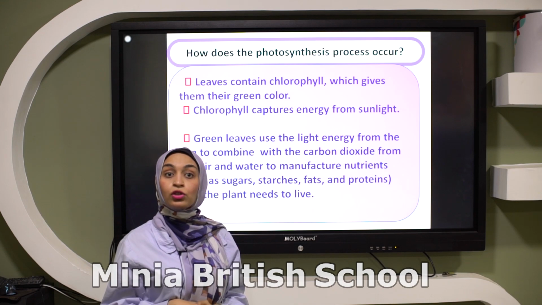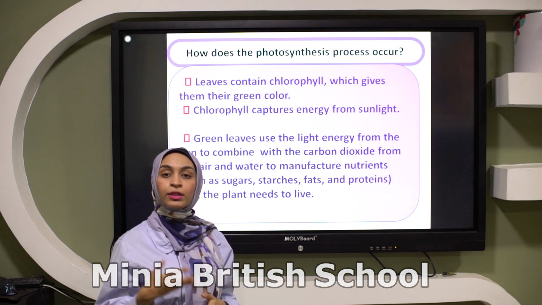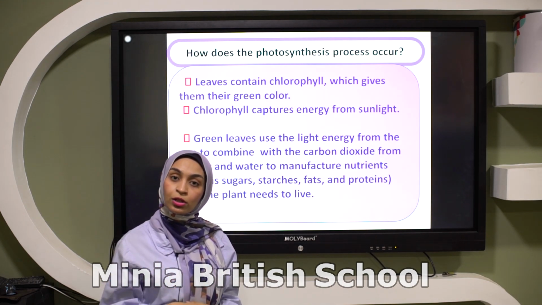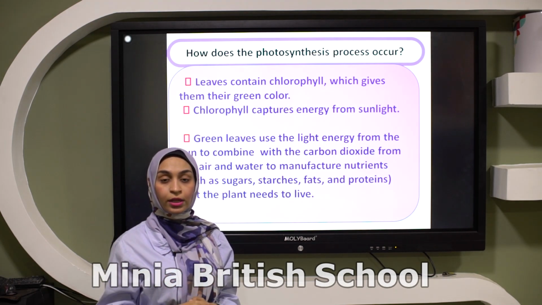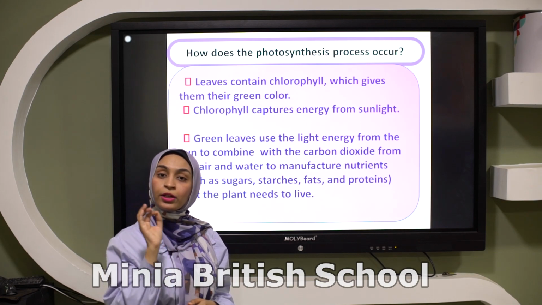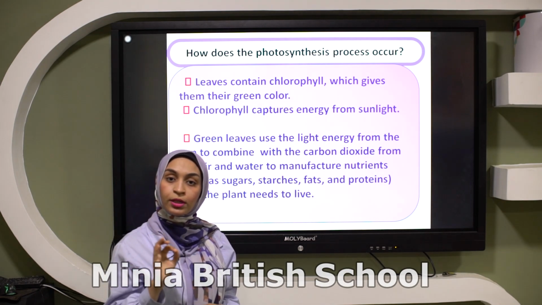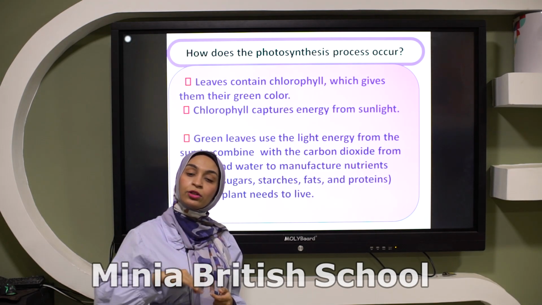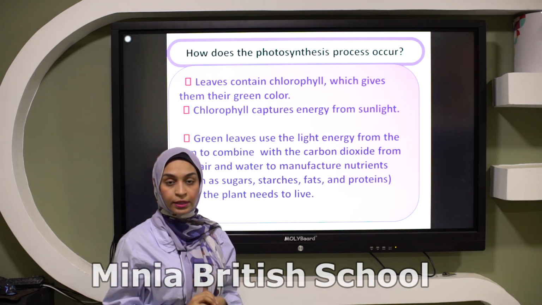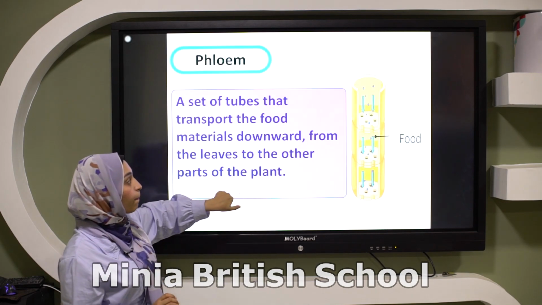breathe. It means that plants, like animals and humans, breathe like us, taking in oxygen gas and producing carbon dioxide gas. But actually during the photosynthesis process, they do the opposite. The plants absorb carbon dioxide gas and produce oxygen gas.